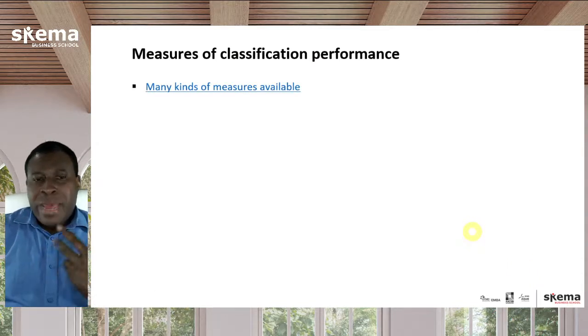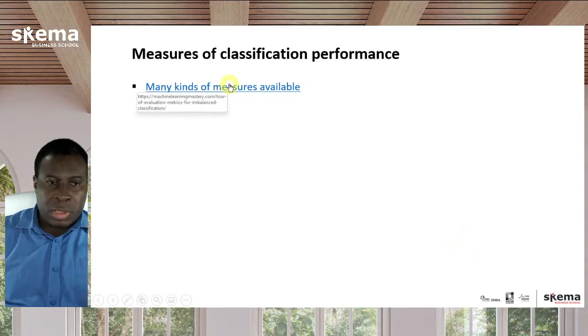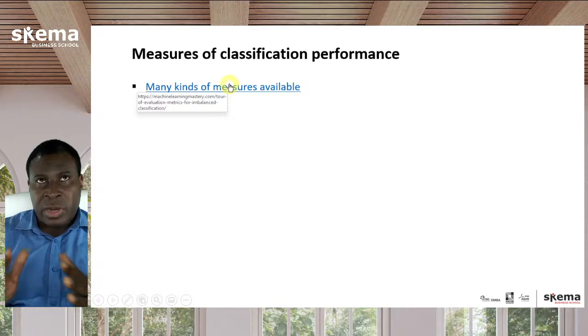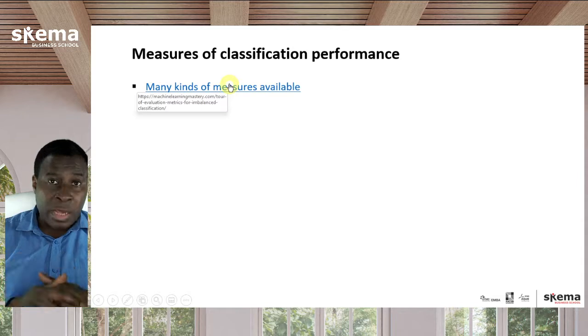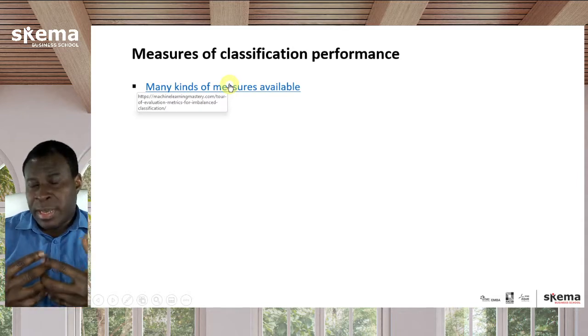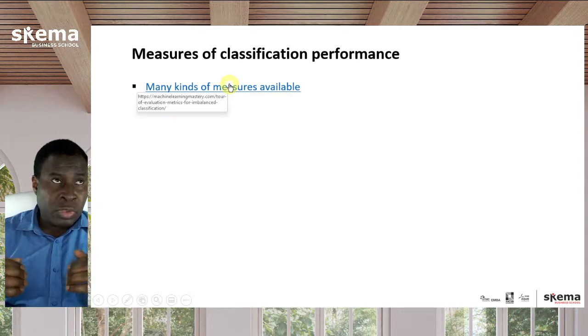So there are many, many kinds of measures for evaluating the performance of classification in machine learning. And here's a link that can summarize a lot of the most important ones. I have to be honest that there's a lot of subjectivity, in that different people have different preferences. My perspective is on the ones that I think are most useful for managerial decision making, that are most easily interpretable or transferable into managerial decisions.